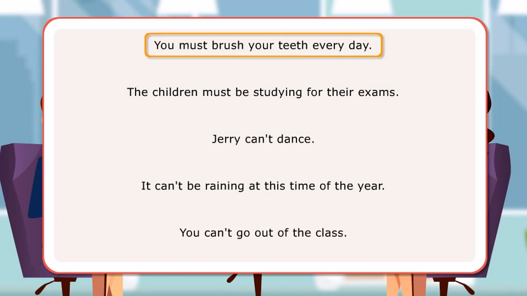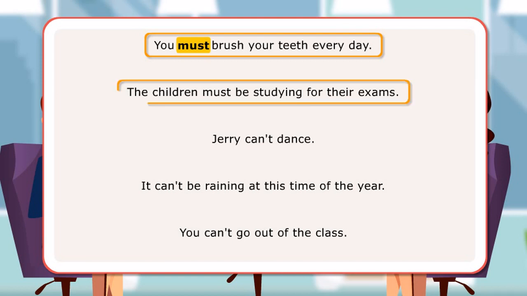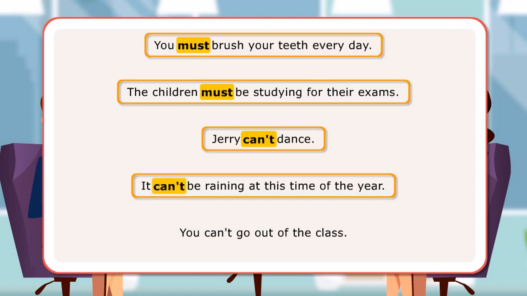In the first sentence, must has been used to show that something is absolutely necessary. In the next sentence, must has been used for something we believe to be true or something we are certain of. In the third sentence, can't has been used for a lack of ability. In the fourth sentence, can't has been used for something we feel is not possible. In the last sentence, can't has been used for denying permission.